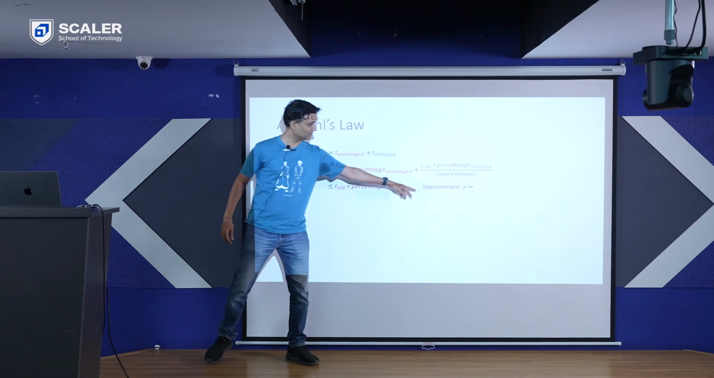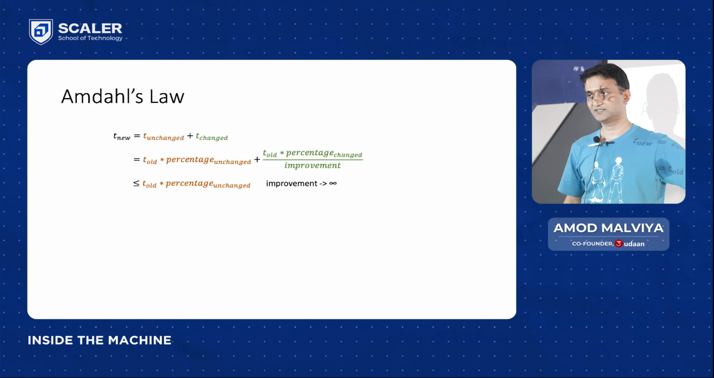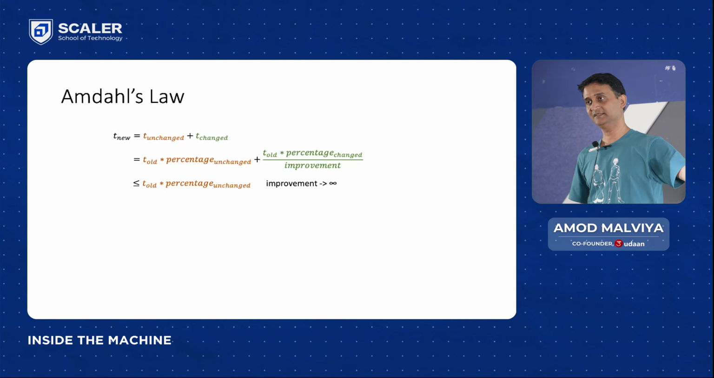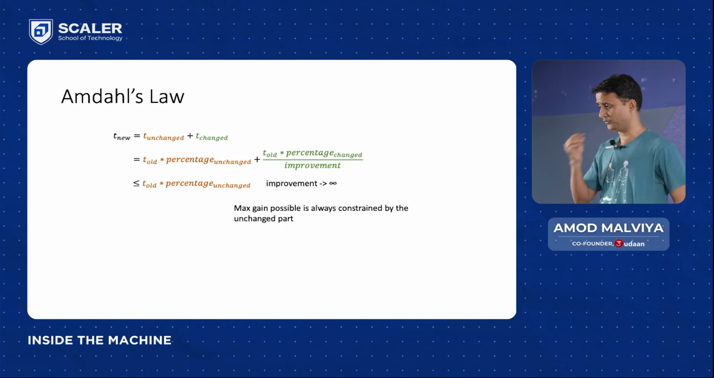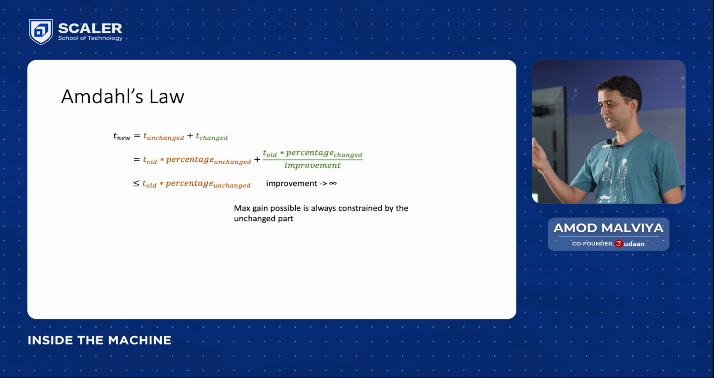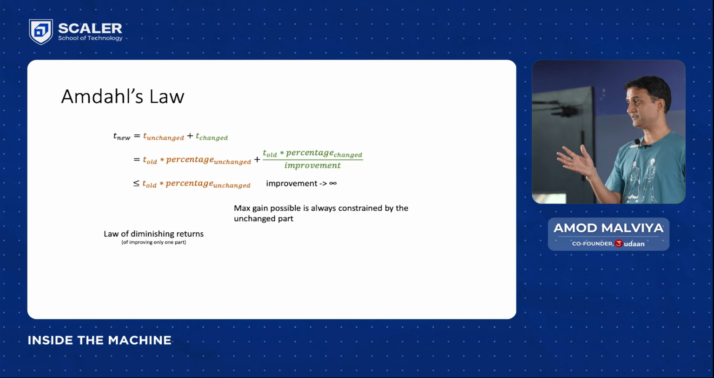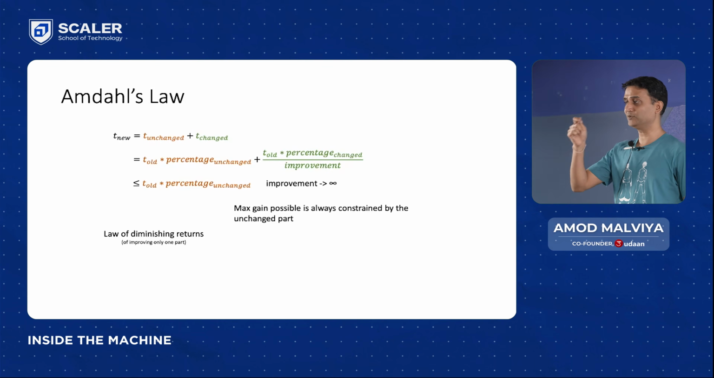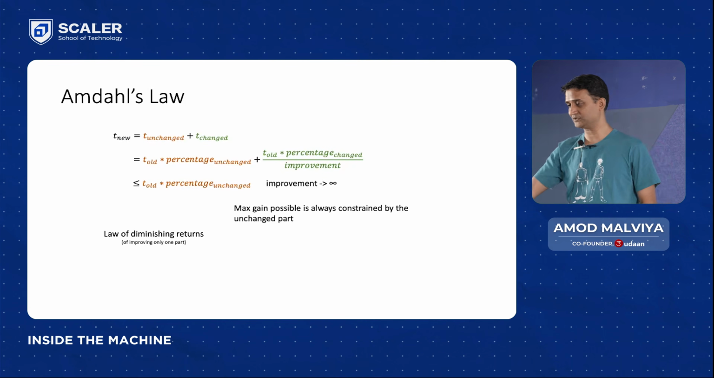As improvement goes to infinity, the part that is getting changed comes down to 0. We are still limited by the part that was unchanged, okay? Shows up in different forms. Max gain possible is always constrained by the unchanged part. This also gets phrased sometimes as law of diminishing returns. You keep trying to improve one part of it, it's going to give you lesser and lesser returns.